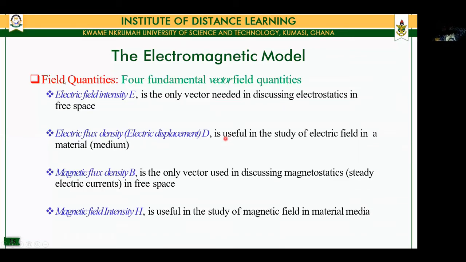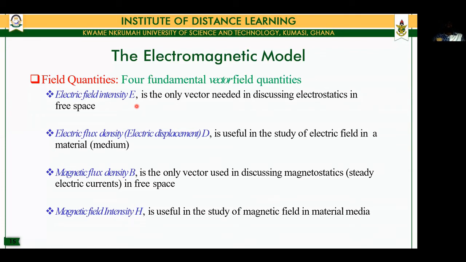We also have the field quantities, and there are four. Throughout the study of electromagnetic fields, you will have to deal with these four quantities. The four quantities are also vector field quantities. It means they have magnitude and direction. The first one is electric field intensity, which describes the strength of the electric field at any point in space, how intense the field is at a point in space.